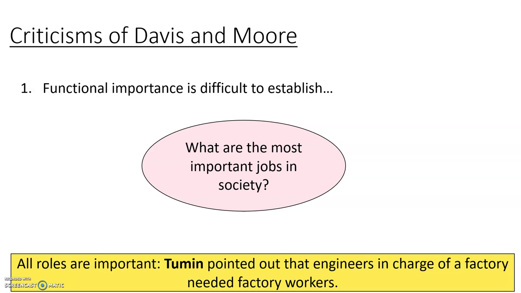Tumin, another sociologist, pointed out that engineers in charge of a factory are important, but actually you need factory workers. For instance, you could argue teachers are important, but we couldn't do our jobs without everybody else supporting us in terms of TAs, admin support, catering support, cleaners. All of those people enable us to do our jobs. So can you argue this really?